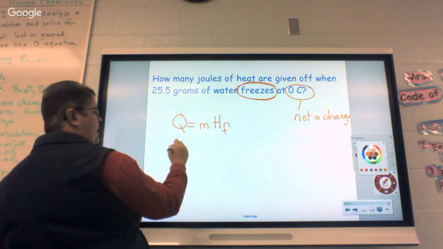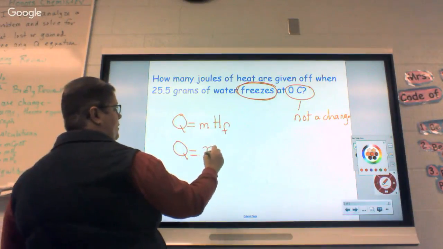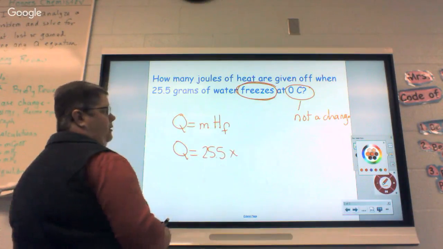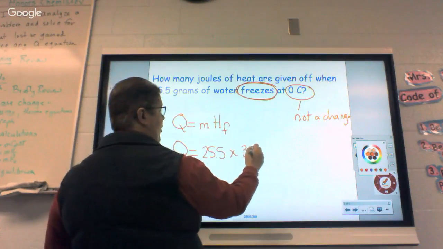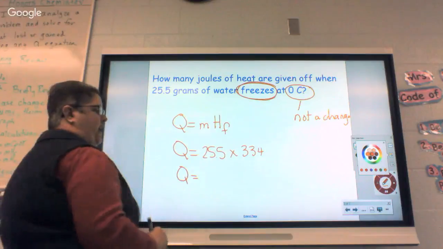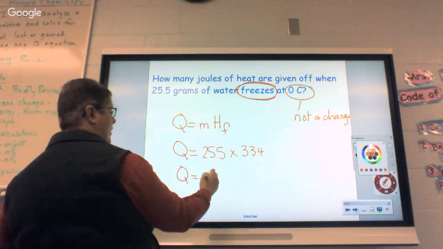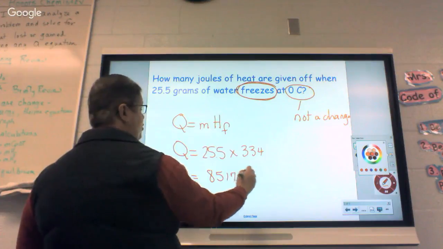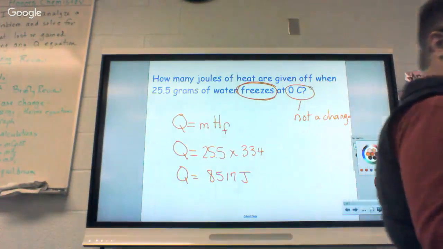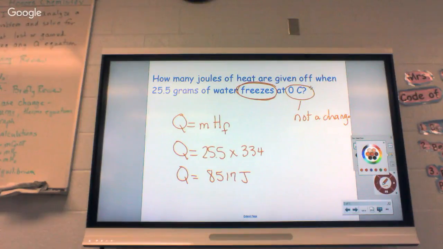So we're looking for Q. My mass is what? And my Hf is what? 334. So Q equals what I get when I did that? 8,517, and then joules. Questions about how to find the answer? Because it's freezing, we use that formula. Yes, if it said evaporate or condense, then we would pick Hv. But because it said freezing and has 0 degrees Celsius, those indicators are for fusion. Okay?